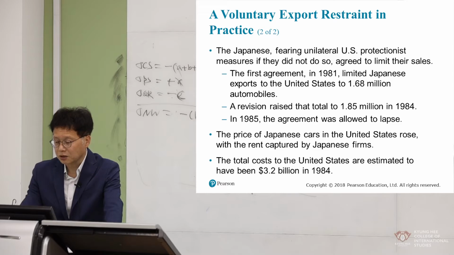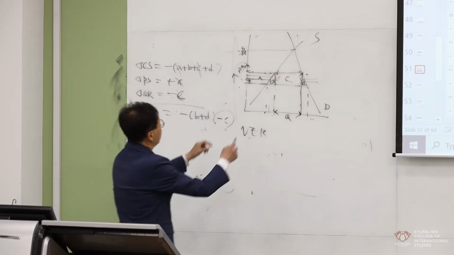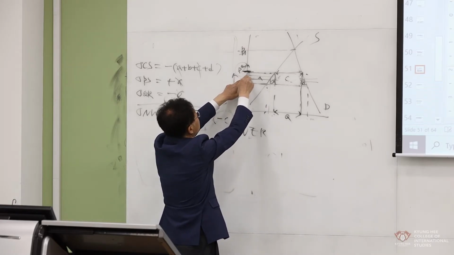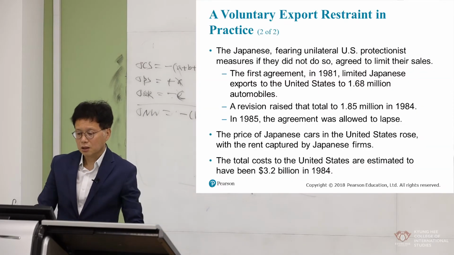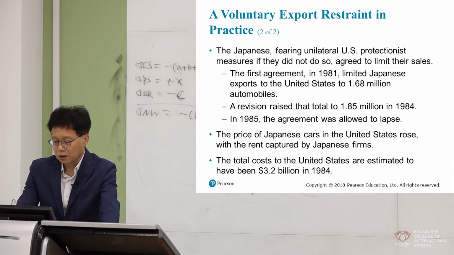The price of Japanese cars in the U.S. rose with the rents captured by Japanese firms. So in the VER case, that is the exporting price. This quota rent, right, is appropriated by the Japanese instead of U.S. people.